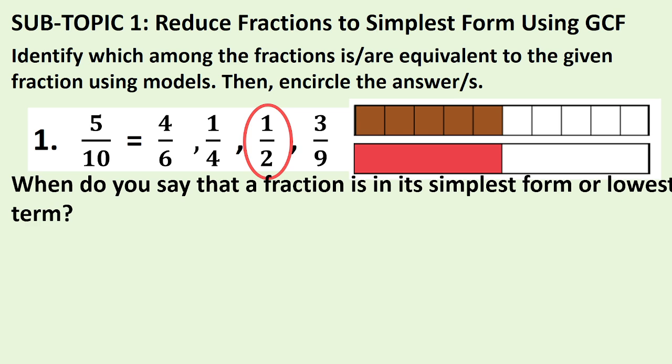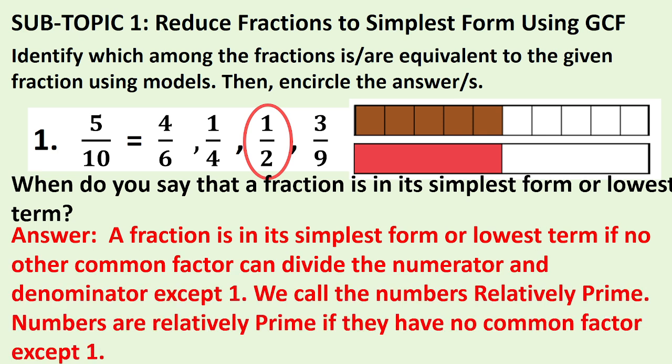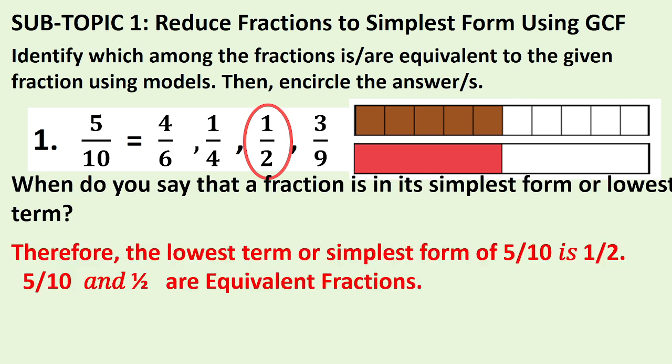When do you say that a fraction is in its simplest form or lowest term? Answer: a fraction is in its simplest form or lowest term if no other common factor can divide the numerator and denominator except 1. We call the numbers relatively prime. Numbers are relatively prime if they have no common factor except 1. Therefore, the lowest term or simplest form of 5/10 is 1/2. 5/10 and 1/2 are equivalent fractions.